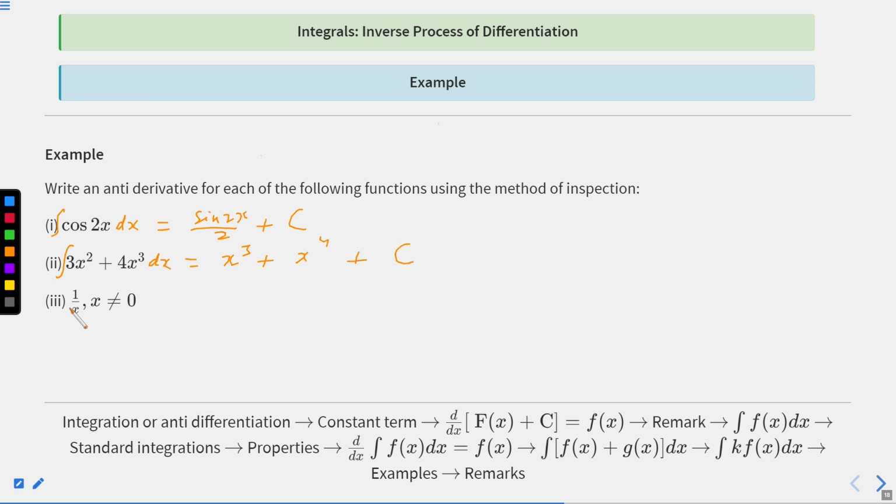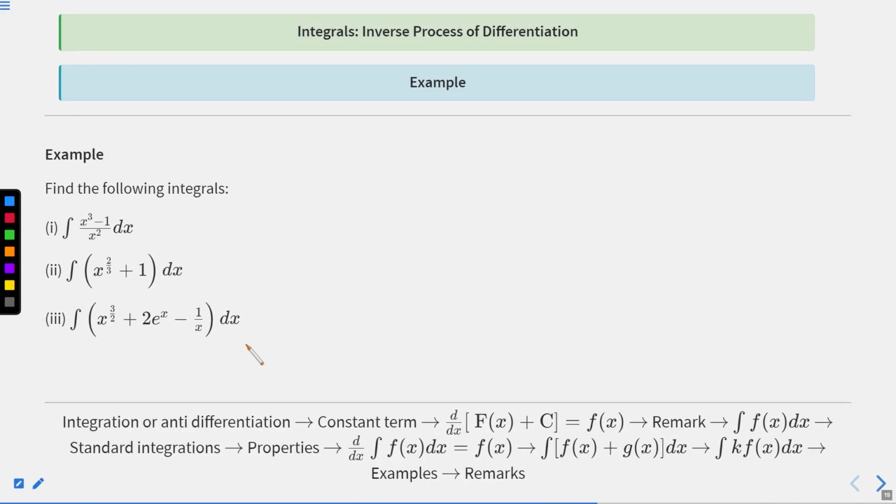Directly you know that the integration of 1 by x is nothing but log of mod x plus some constant. As you know, the derivative of log of mod x will be 1 by x. Okay, clear? I hope that these examples are clear to you, and how we got to the solution is also clear, by just the method of inspection we did.